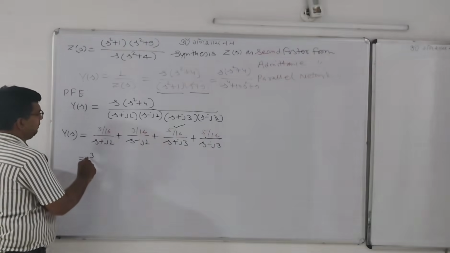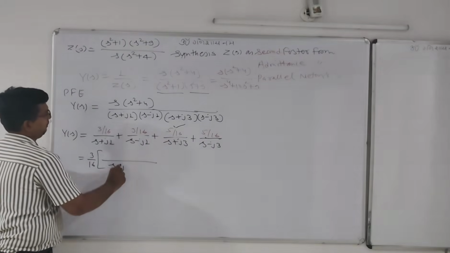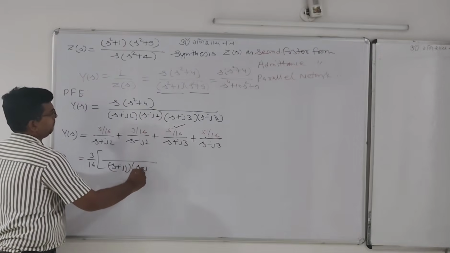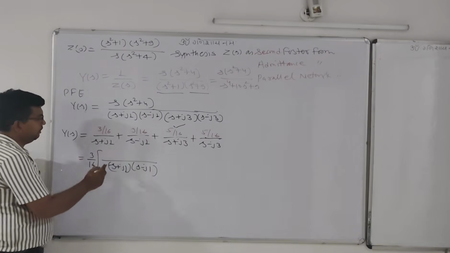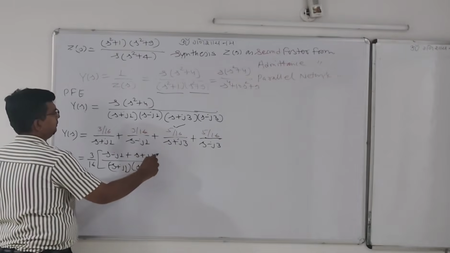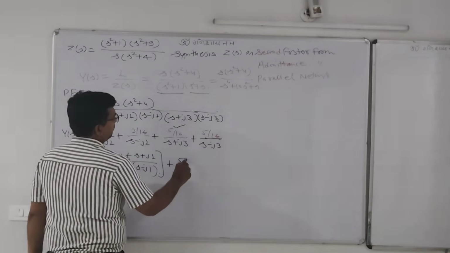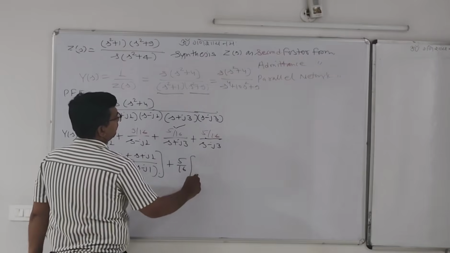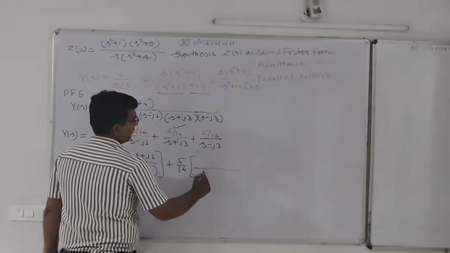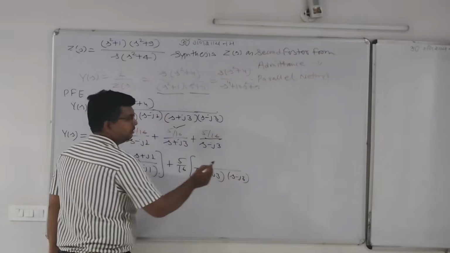Now again here the 3 upon 16 is common. What does this become? S plus J1, S minus J1. We have taken the LCM. Now what does the numerator become? S minus J1 plus S plus J1. Similarly the same here. This becomes 5 upon 16. Okay, now what does this become? S plus J3, S minus J3.